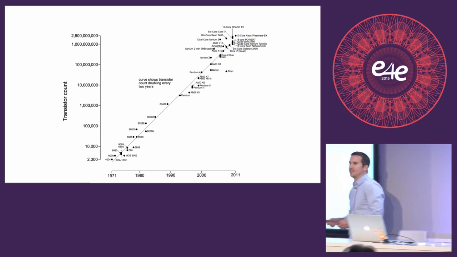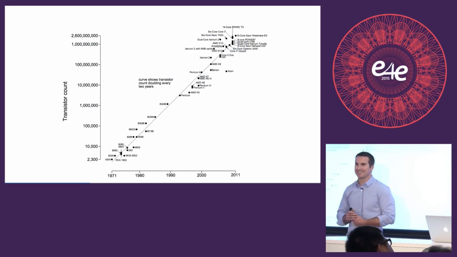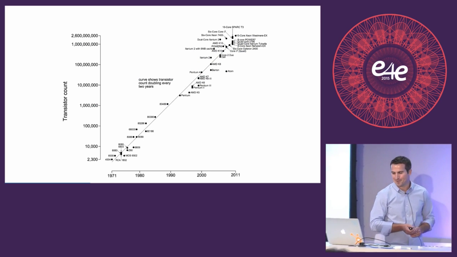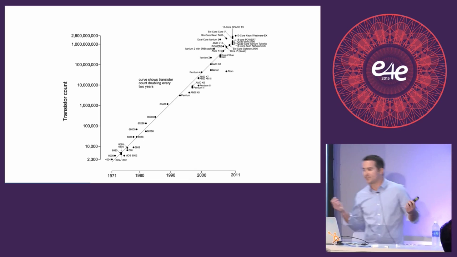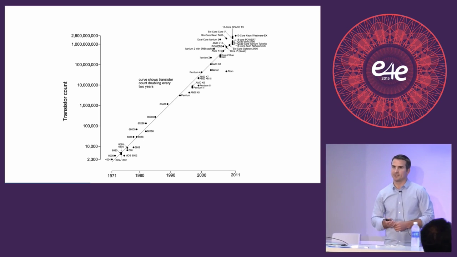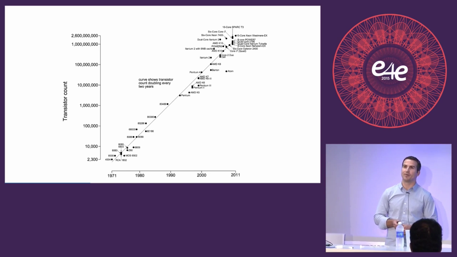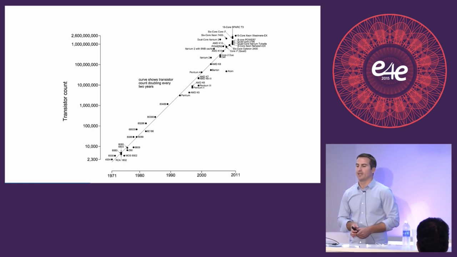Does anyone know what this is? I would be surprised. I didn't. It's Moore's Law, right? That's pretty good. You guys can spot that. This is the transistor count going up over time, and it doubles every 2 years. I looked at this and thought, this is a pretty good slope. If this was my bank account, I'd be pretty happy.